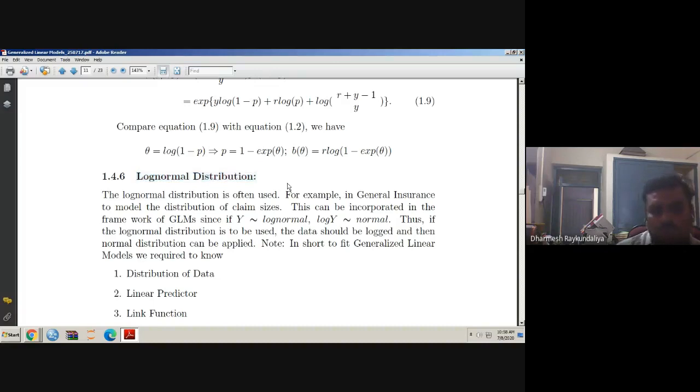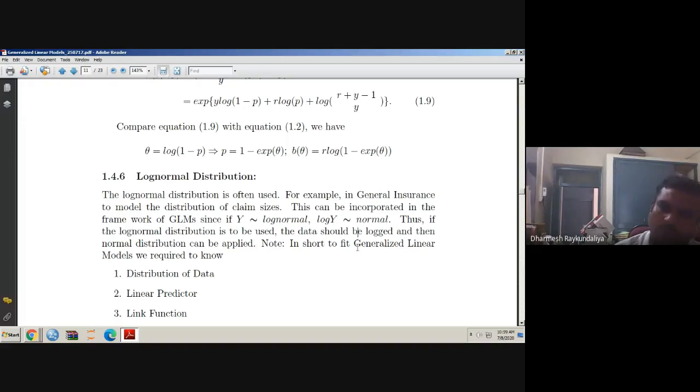Now, log normal distribution. We know the property of the log normal distribution. If Y has a log normal distribution, then log Y has a normal distribution. And we know that the normal distribution is a member of the exponential family. So whenever we get the information that Y has a log normal distribution, we take the log transformation on the response, and then the transformed variable of Y follows the normal distribution, and then we can apply the generalized linear model.